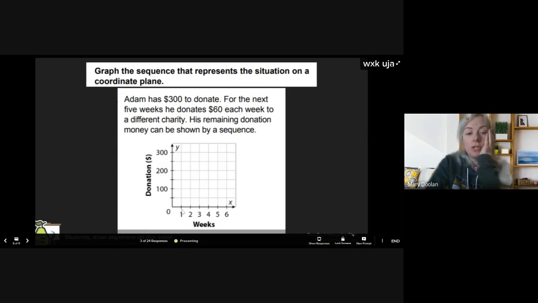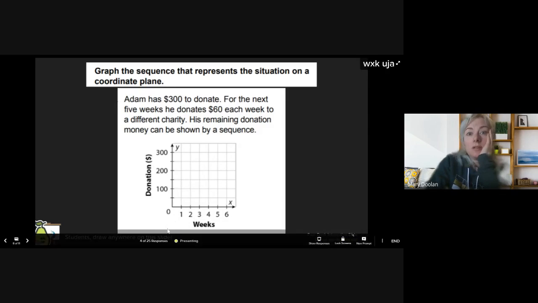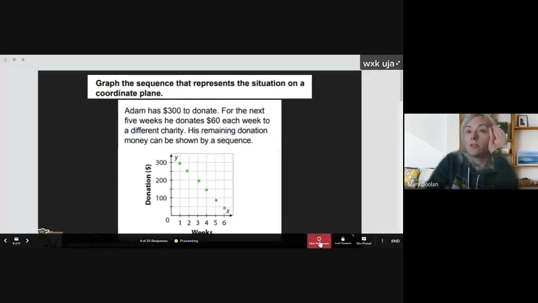So again, we're only going to have points on this graph. We're not going to be drawing a line. It's going to be points. And this is going to represent the sequence. So our first point, where would our first point be? I have a couple of you who have already started. Let's see if we can figure out where our first point would be.